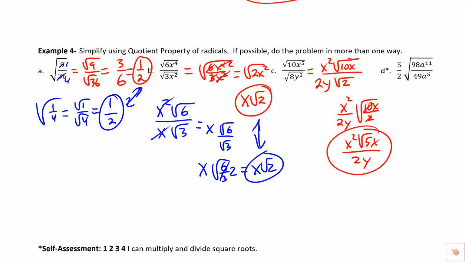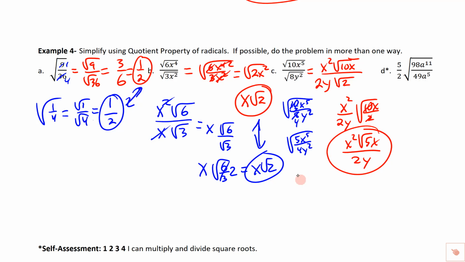So the other way to do this would be, let's write it underneath one big radical, and watch what happens here. So I end up with 10 x to the 5th, 8 y to the 2nd. Let's reduce this just a little bit. So what I can do here is I can do a 4 and I can do a 5. So we've got the square root of 5x to the 5th over 4y squared.